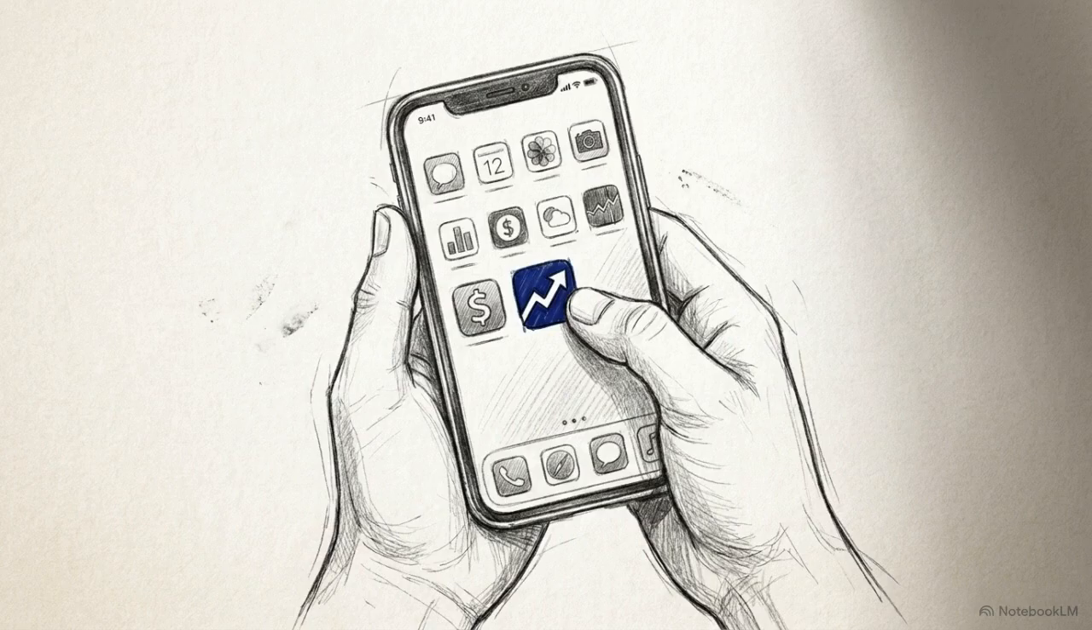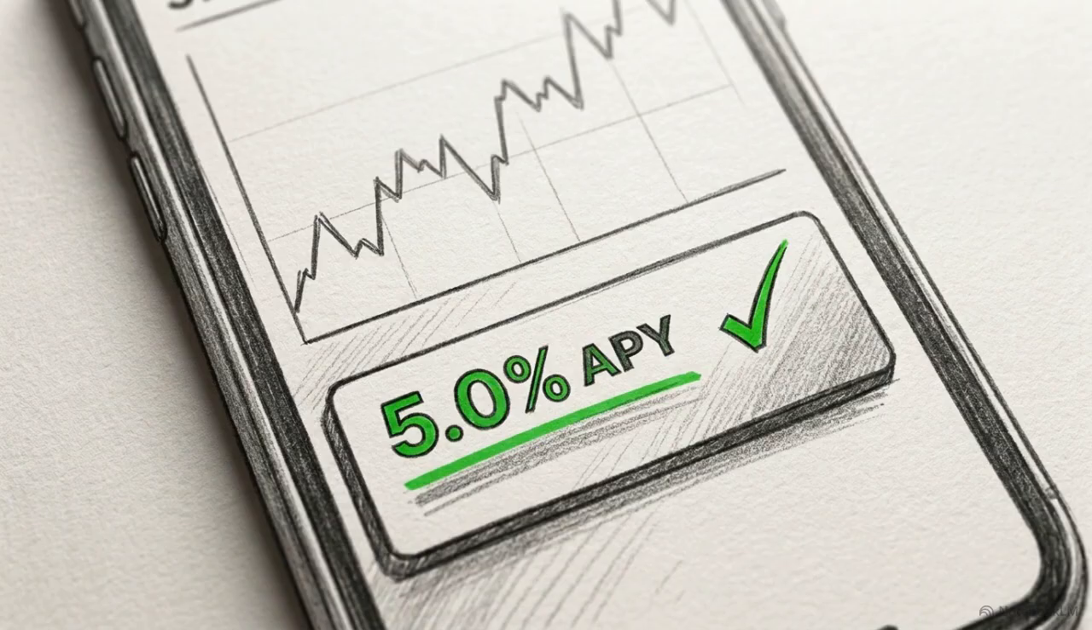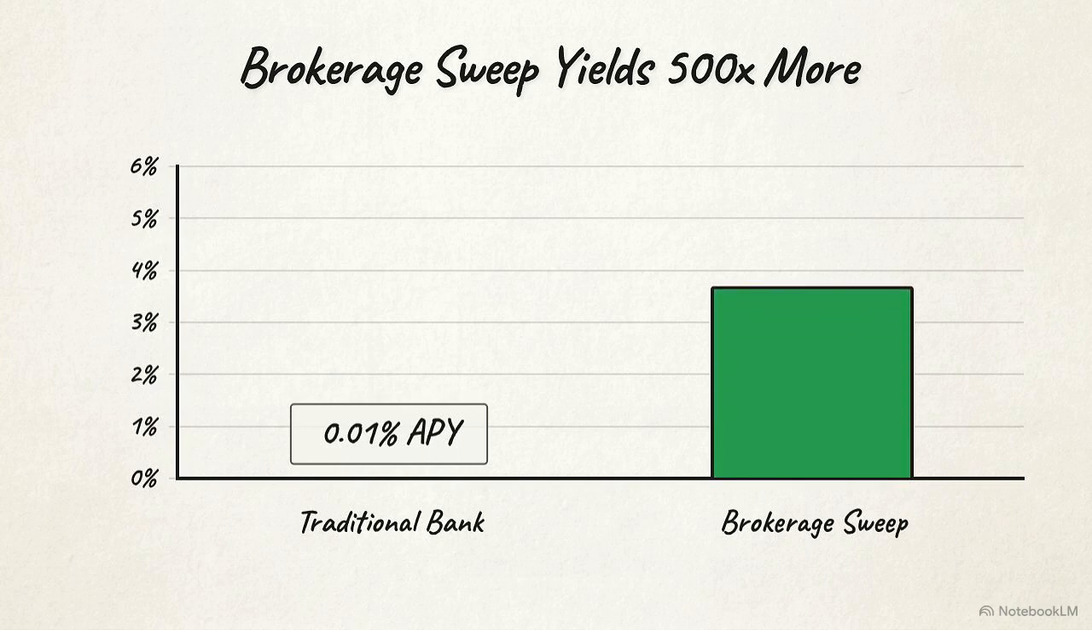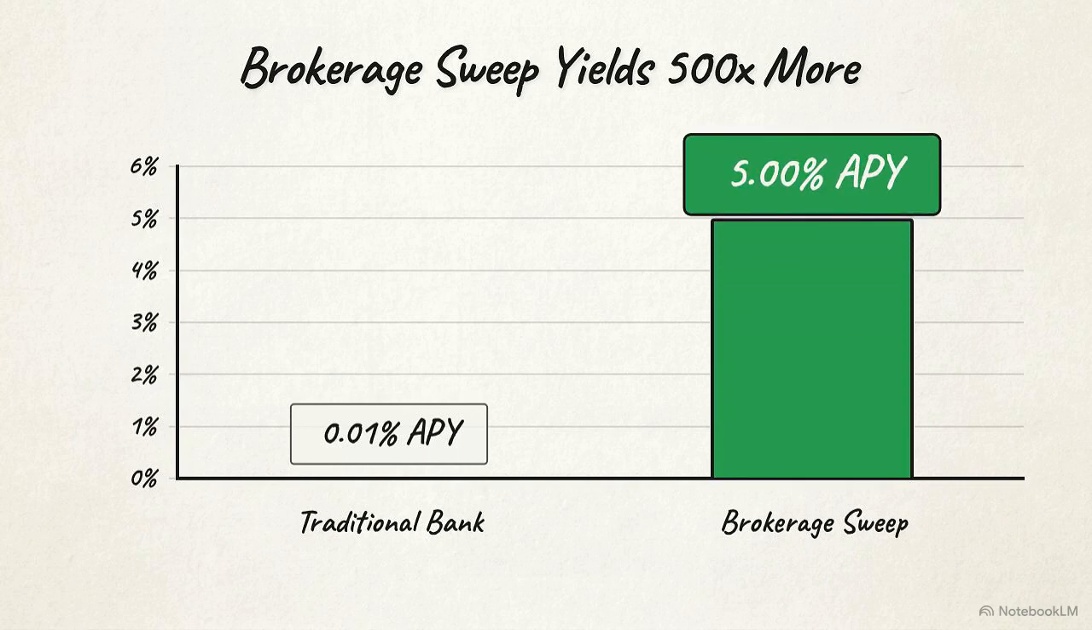There is a direct alternative, accessible through the brokerage apps you likely already use to buy stocks, a feature called the cash sweep. This chart shows the disparity. That tiny speck on the left is the 0.01% yield from a traditional bank. The massive spike on the right is the roughly 5% annual percentage yield available through a brokerage cash sweep.